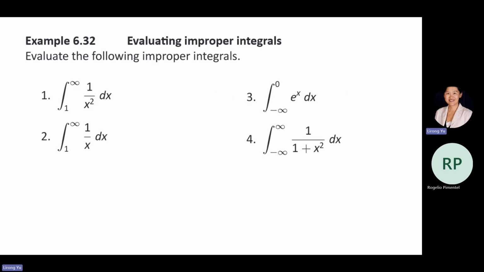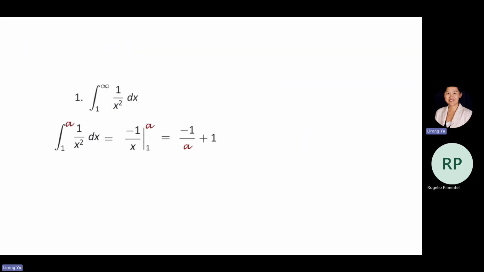Let's look at some calculation examples. All of that was just terminology and definitions. Now we're going to look at how we calculate when we are facing individual questions. Here we have 4 questions, and we're going to look at them one by one. Start with the first question: let's integrate 1 over x squared on the interval 1 to infinity. So what do we do?